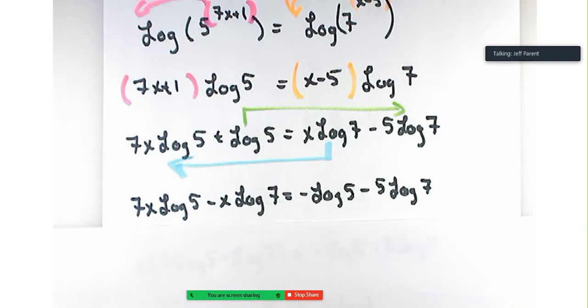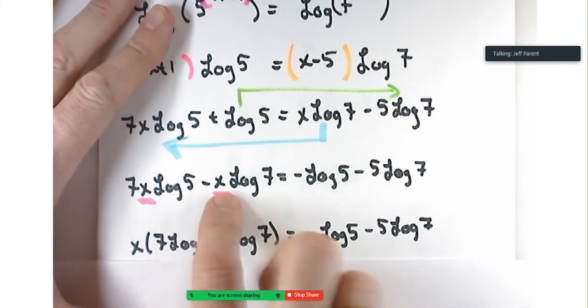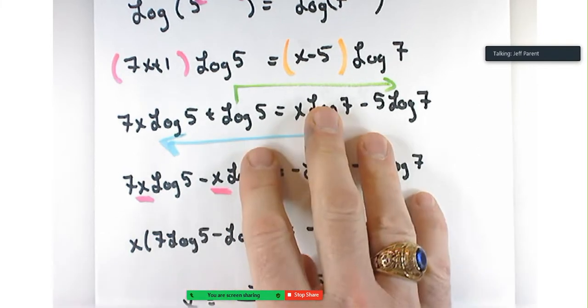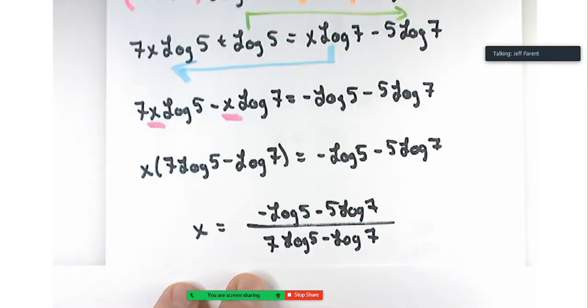Now, in this one, I've got x's here and here. I need to get the x by itself. So what am I going to do? Well, I'll factor out that x, and it leaves behind this mess equals the right-hand side. The right-hand side didn't change. Now all I have is x times a number, so to get rid of that number, I'll divide both sides by that number and end up with this. And that's your solution.